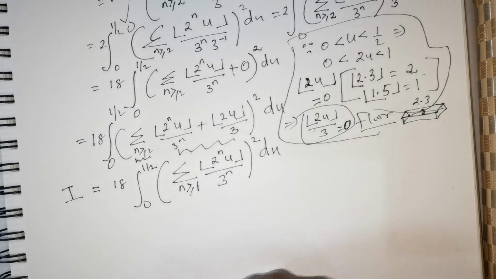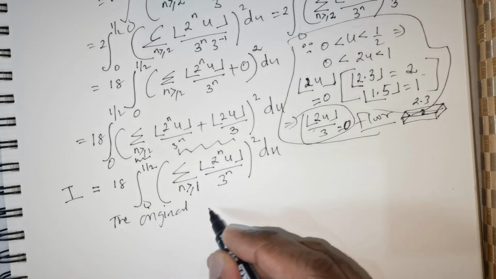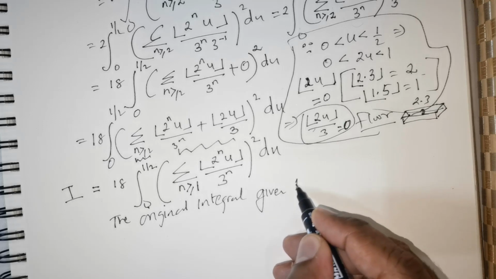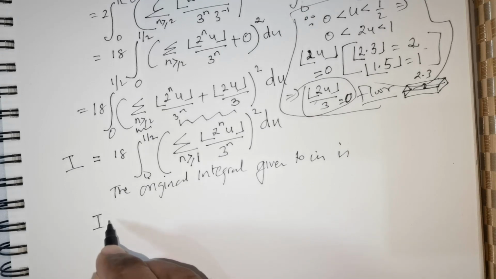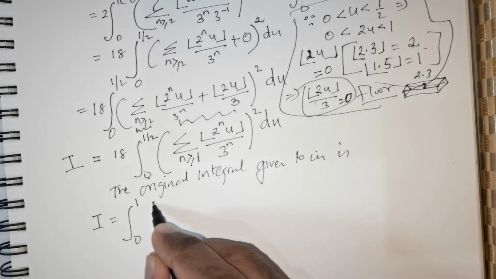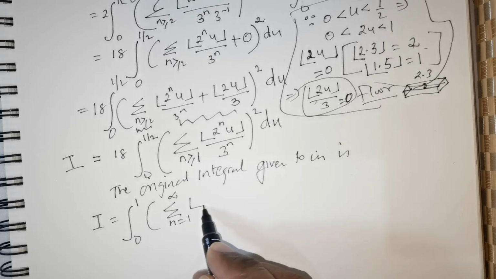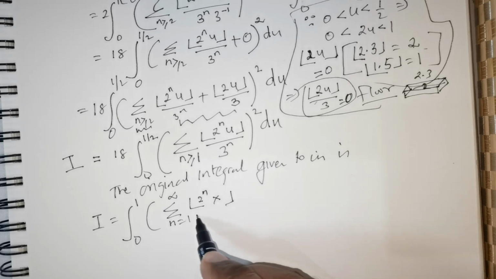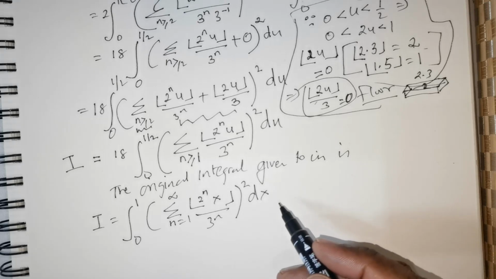Let me consider the original given integral. The original integral given to us is, what is the original integral? I is equal to the integral from 0 to 1 of the sum from n equals 1 to infinity of floor of 2 raised to the power of n times x, divided by 3 raised to the power of n, this is raised to the power of 2, dx.